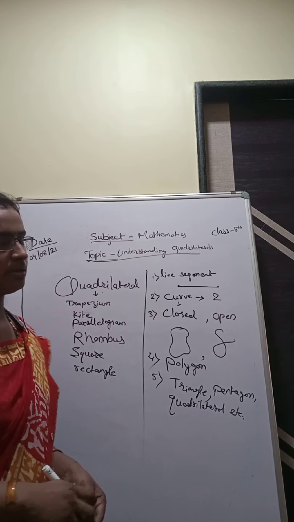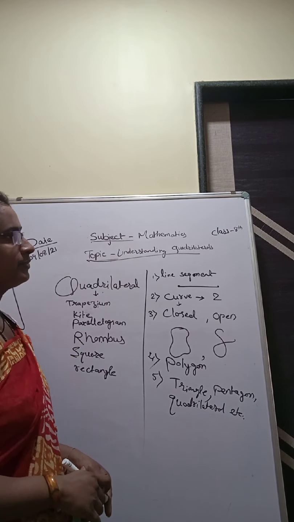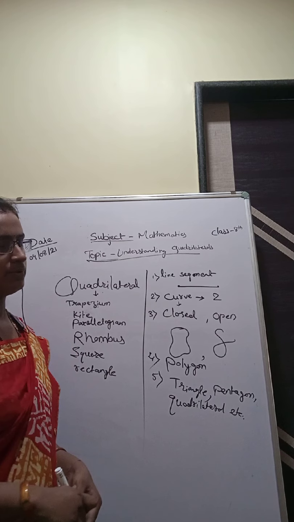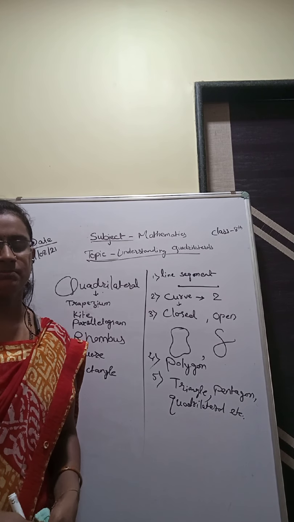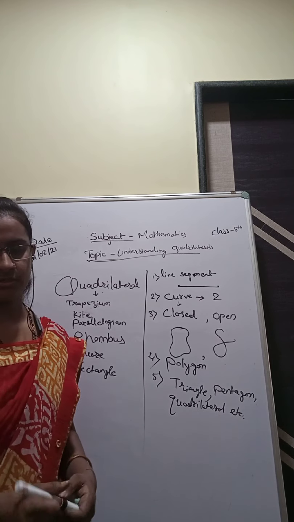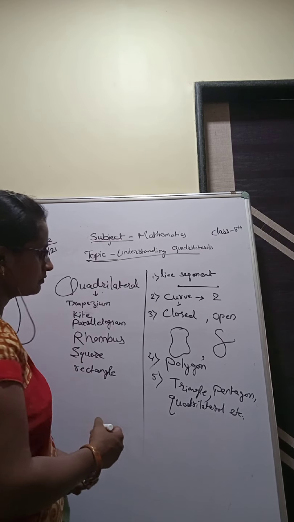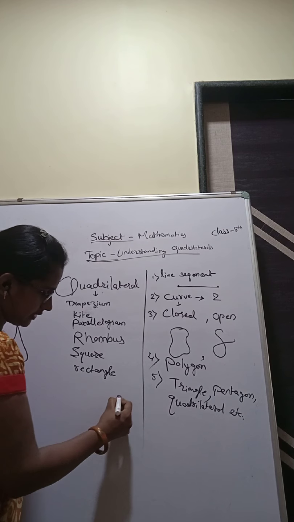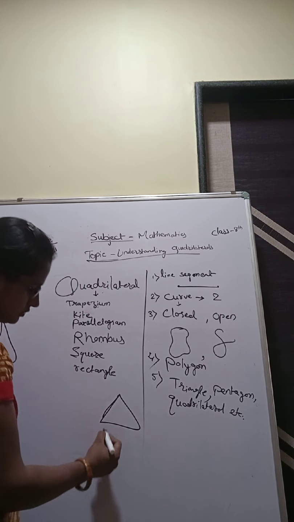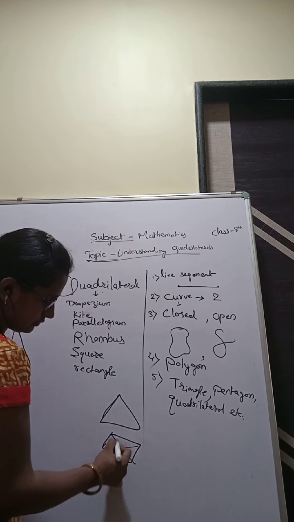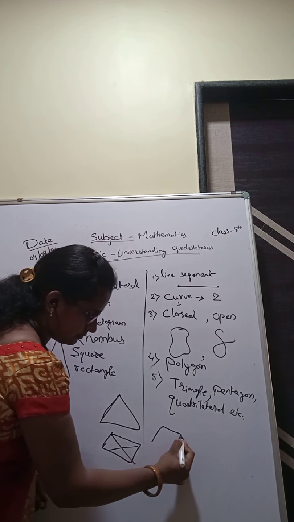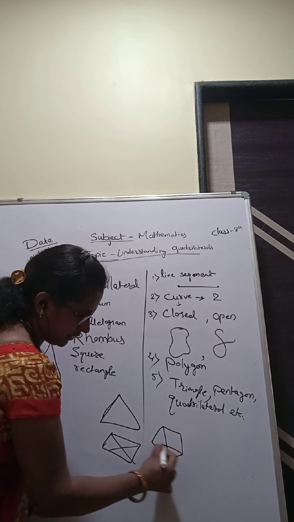So today, students, we will study understanding quadrilaterals. Write in your notebook the definition of a quadrilateral and a polygon. First of all, polygon: a simple closed curve made up of only line segments is called a polygon. For example, a triangle has three sides, a quadrilateral has four sides, and a pentagon has five sides.